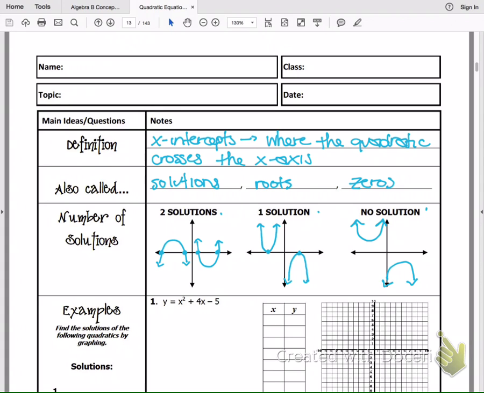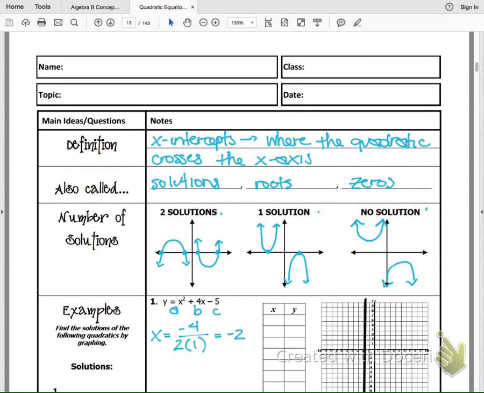So if I was to graph number 1 here, let's review the process. Where do we start? Okay, we do our A, B, C. We know A is 1, B is 4, C is negative 5 in this case. What do we find first? Negative B over 2A, which gives me my axis of symmetry. So my axis of symmetry is at negative 2. So I draw a line on my paper at negative 2. Vertical line. And there's my axis of symmetry. It's a little bit off there.